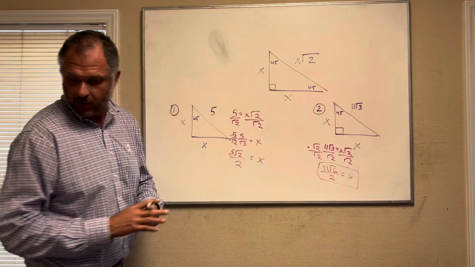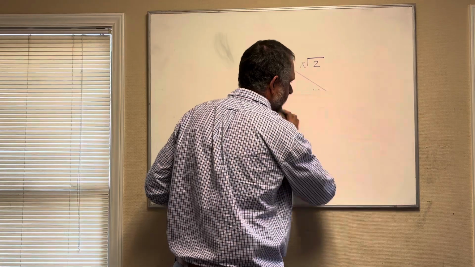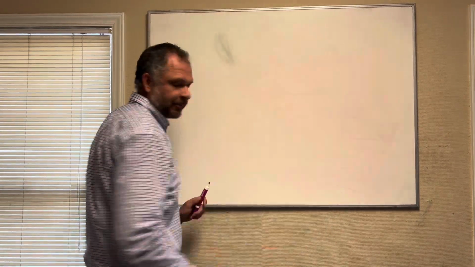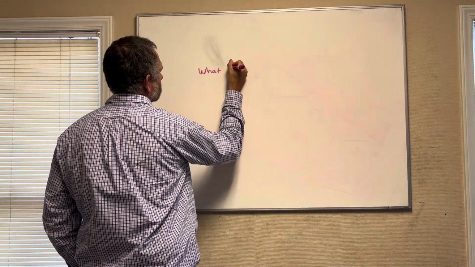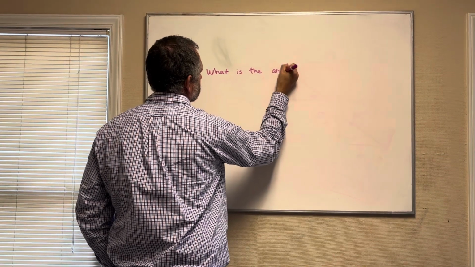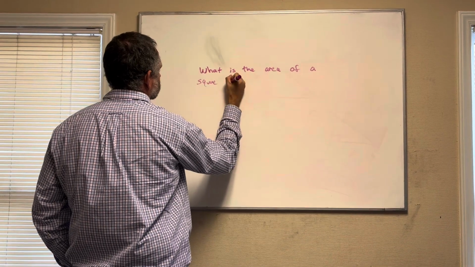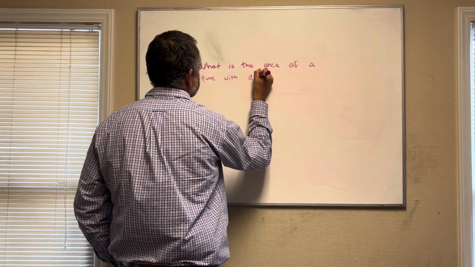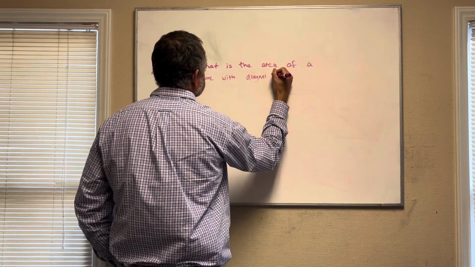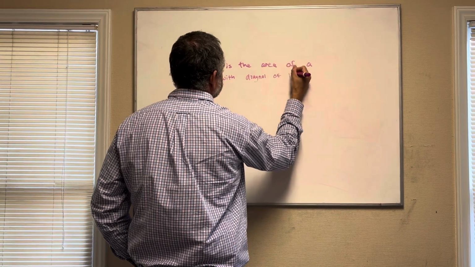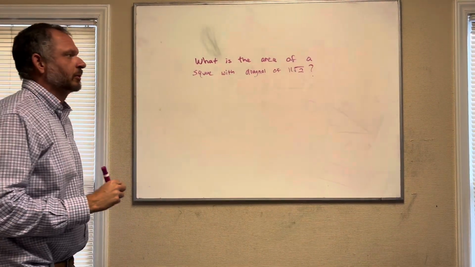Okay? Now, the reason why we revisited that. Where can this show up on the ACT? It happens in problems where, okay, what is the area of a square with a diagonal of 11 root 2?